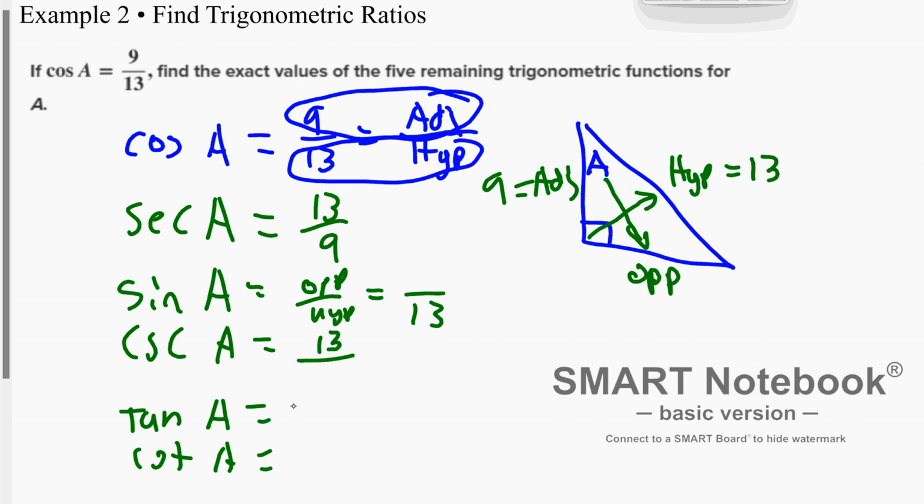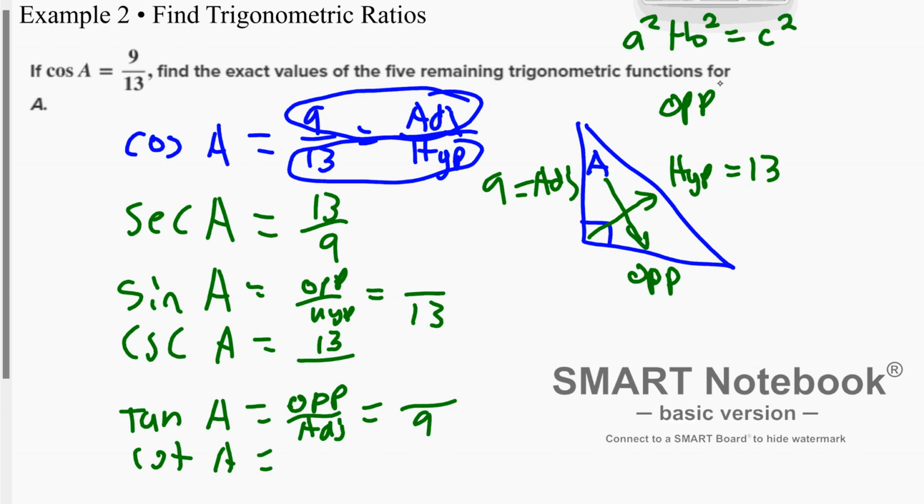Tangent is opposite over adjacent, right? Opposite over adjacent, and I have the adjacent side, which is 9. So I just need this opposite side. Well, on a right triangle, how do I find the third side if I'm given 2? Well, that would be the Pythagorean theorem, right? So if I want to find the opposite side, that is similar to a squared plus b squared equals c squared, right? Opposite side squared plus adjacent side squared equals hypotenuse squared, right?